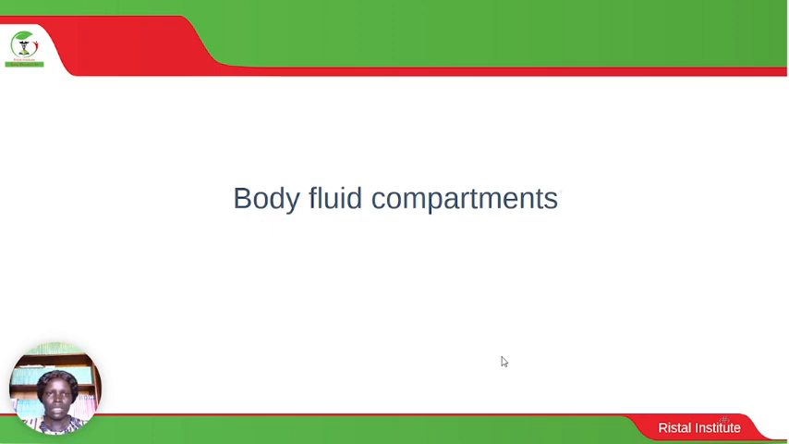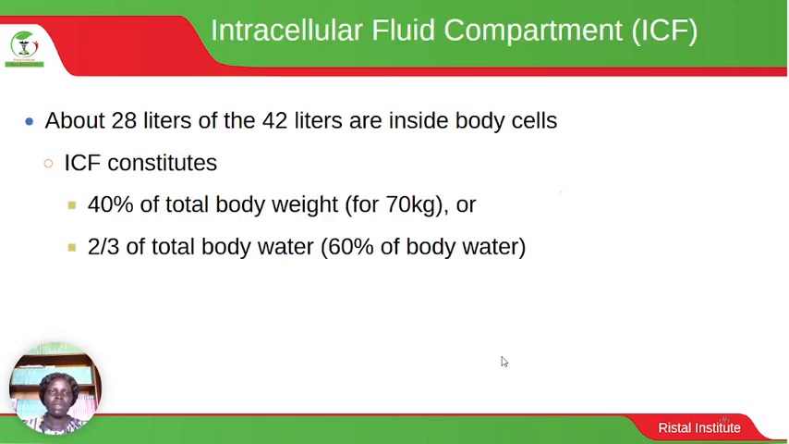So let us look into details of the body fluid compartments. The intracellular fluid compartment: about 28 liters of the 42 liters are inside body cells. So the intracellular fluid compartment constitutes 40% of total body weight, which makes up to 70 kilograms in a well-grown adult, or 2/3 of total body water, which makes up to 60% of the body weight.